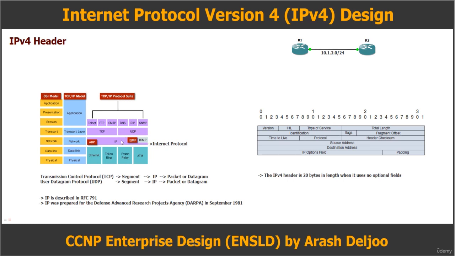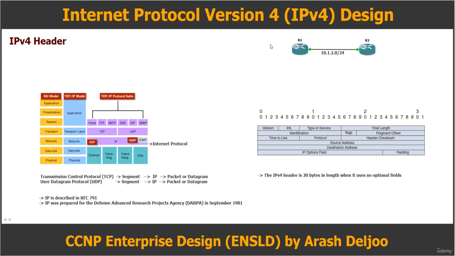And after that, IP should create the IP data or packet or datagram. We call it a packet. When we are giving, for example, a segment to the IP, it should give us a packet or datagram. You know that IP is described in RFC 791, and IP was prepared for the Defense Advanced Research Project Agency or DARPA in September 1981. Now let me explain the IPv4 header.